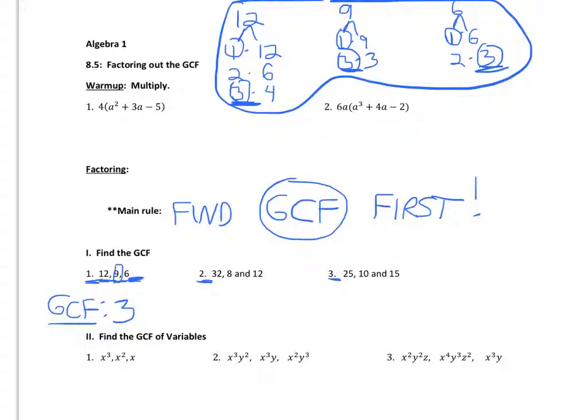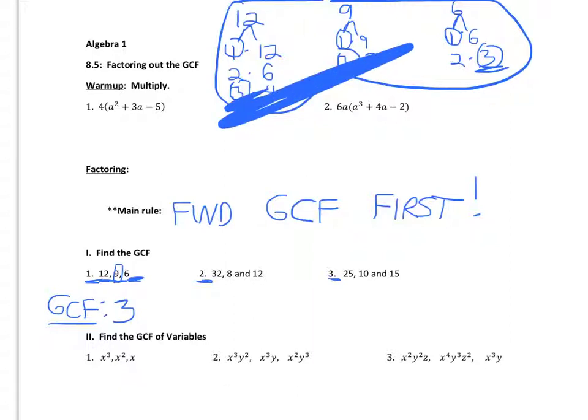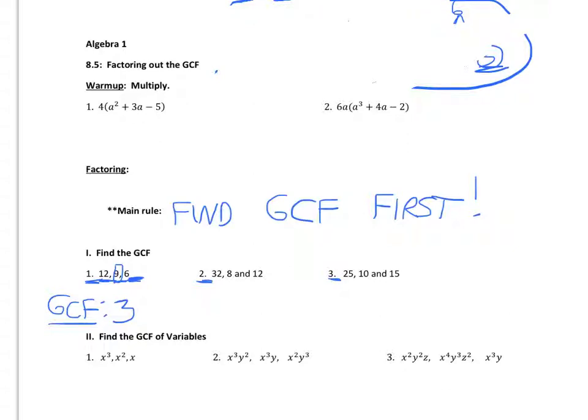I'm going to show you a different method. This we call the cake method. If you don't like listing the factors out, some students like this. I'm going to list 32, 8, and 12.